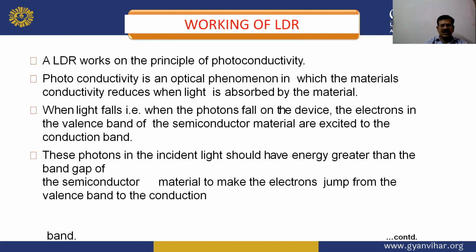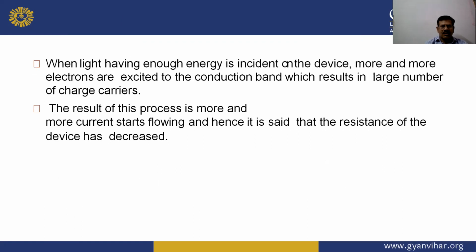Due to this process, the flow of electrons from one band to another creates and develops a current. So when light having enough energy is incident on the device, more and more electrons are excited, because the generation of electrons depends on the incident energy that falls on the device.